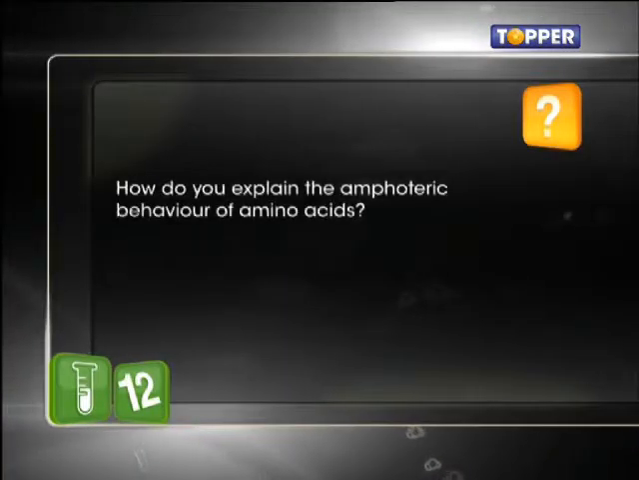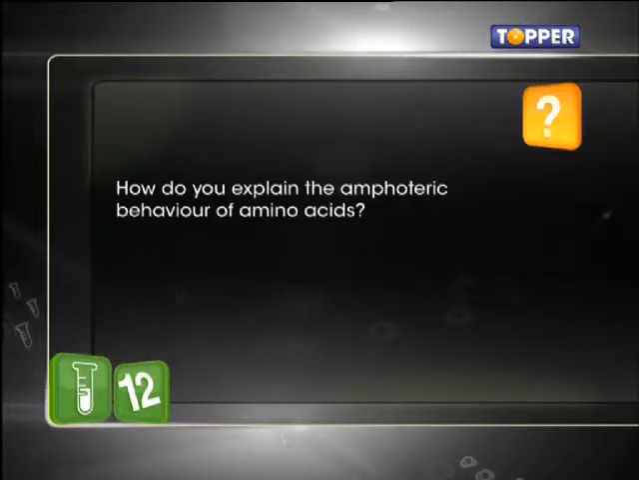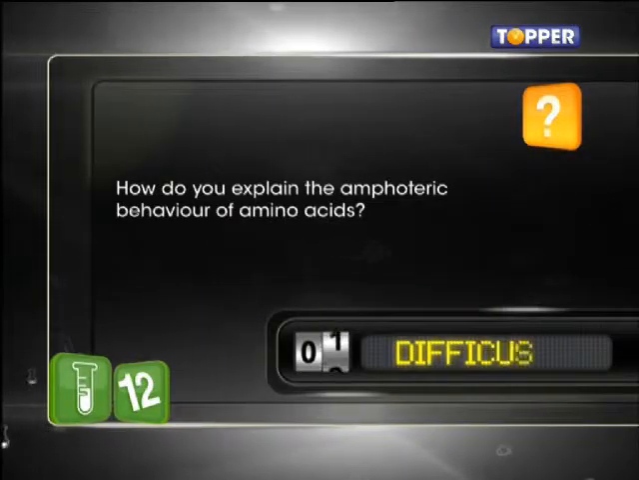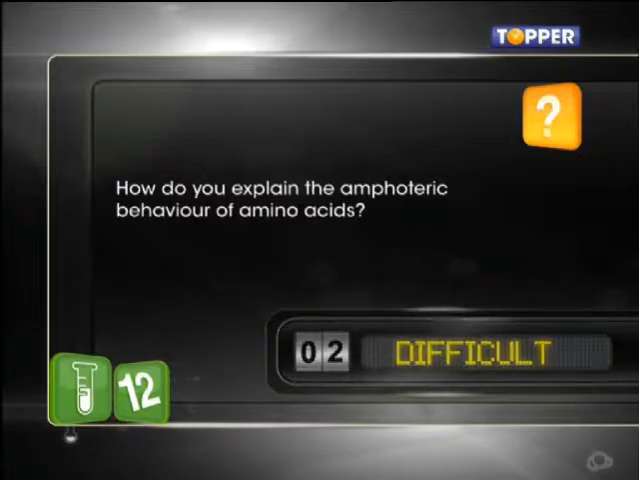Let's now take our next question, which is conceptual in nature and is slightly tricky. Take a look. How do you explain the amphoteric behavior of amino acids? This is a 2 marks question.